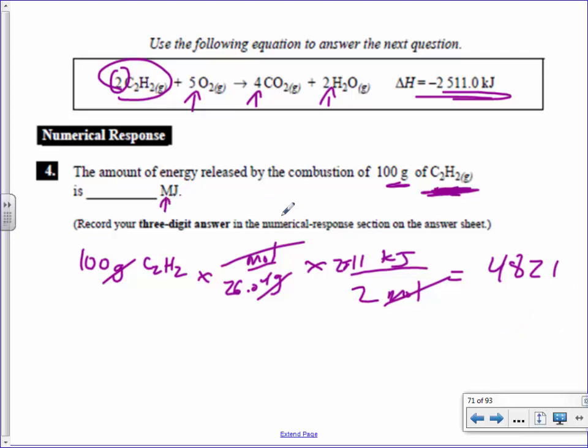Why is that not going to work though? Well, it's in megajoules, so hopefully you're fairly fluent in knowing your conversions. There's just regular joules. 1,000 of those makes it a kilojoule. 1,000 of those makes it a megajoule. Long story short, divide by 1,000, you need 4.82 megajoules. Anybody get that?